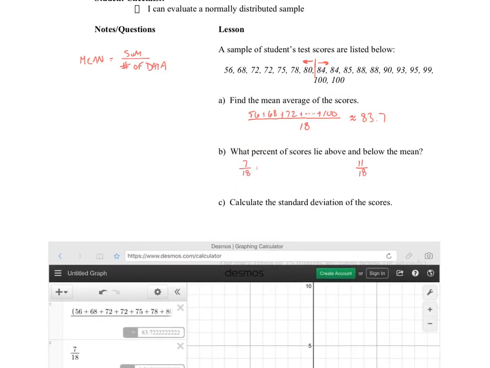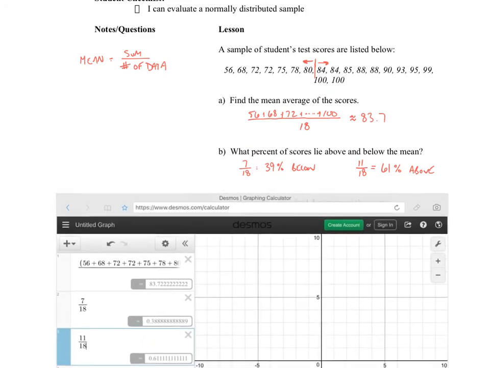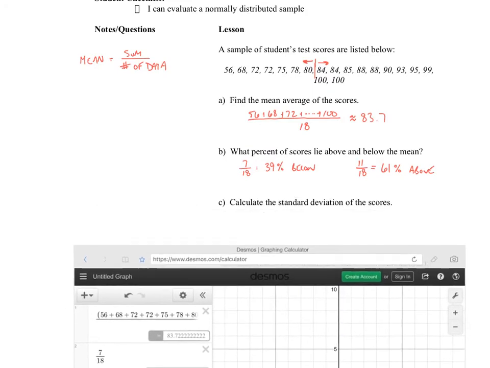So 39% are below and 61% are above. Which is a little counterintuitive, right? Because if you have an average, usually you'd assume that half the scores would be above it and half the scores would be below it. That's not always the case because you have outliers and numbers that skew the data a lot.